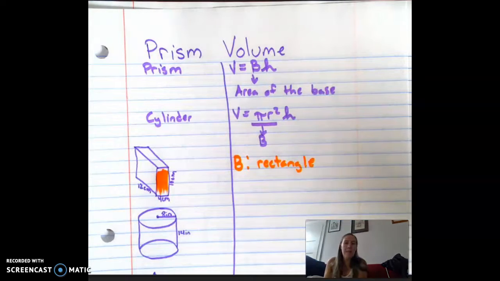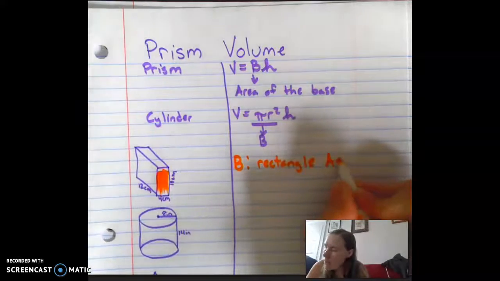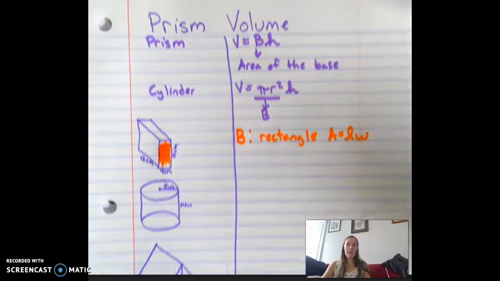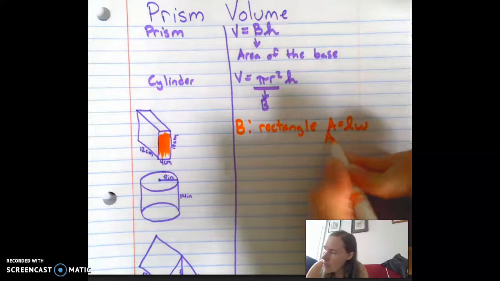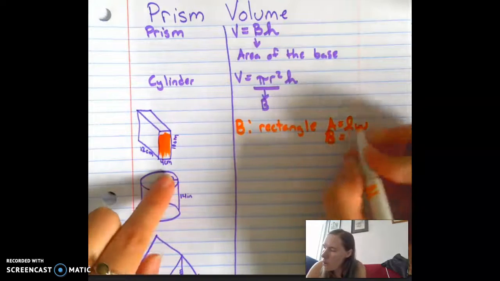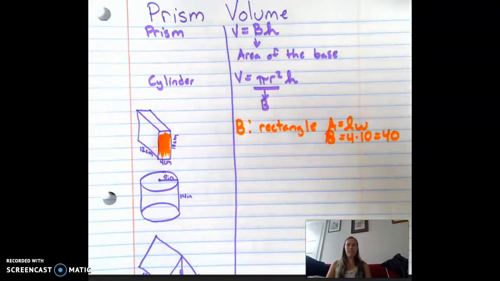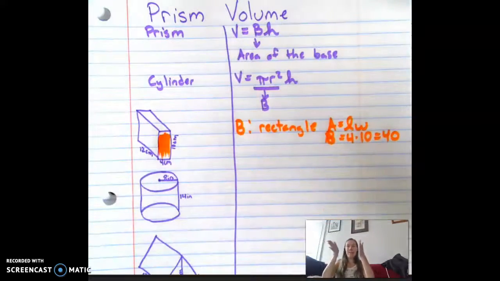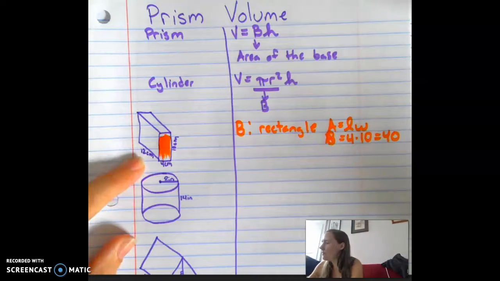If we look at our MCAS reference sheet, to find the area of a rectangle, area is length times width. So my big B here is 4 times 10, which is 40. So my big B is 40, and then my height is that distance between the two bases. In this case, it's 12.